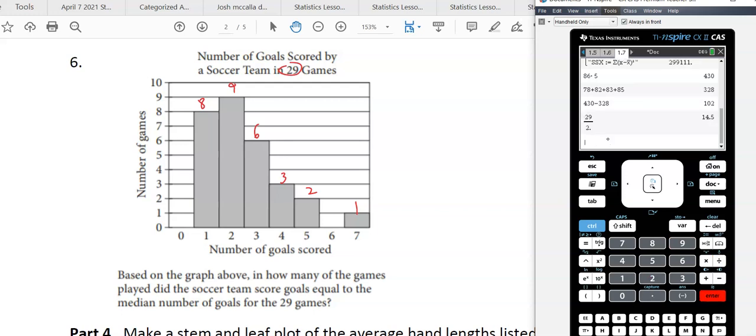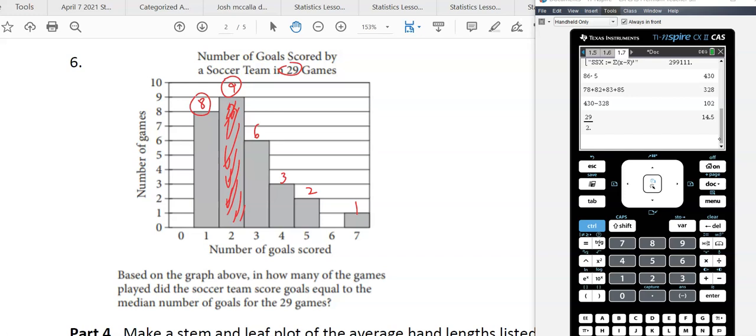14.5, so the 15th game. I'm looking for the 15th game. Counting from the left, there are 8 there and 9 there. Somewhere in this bar is the median because there's 17 there, and I'm looking for the 15th term. You also could have counted from the right as well.